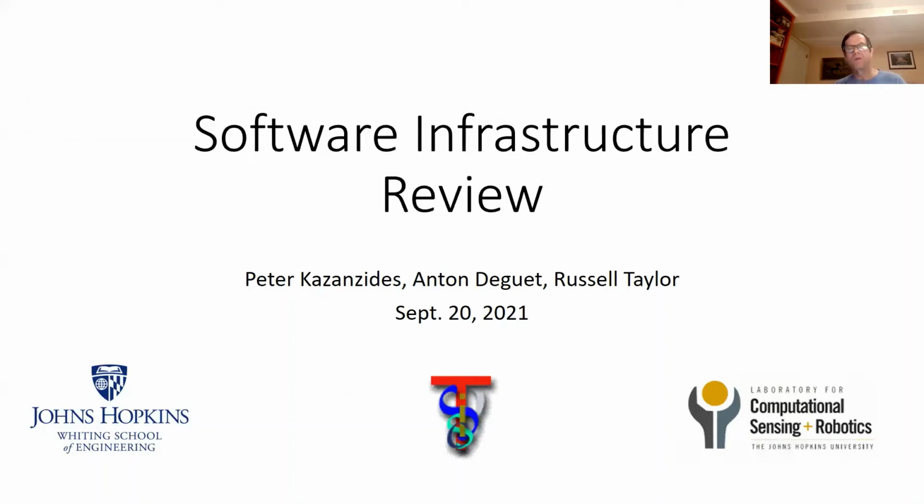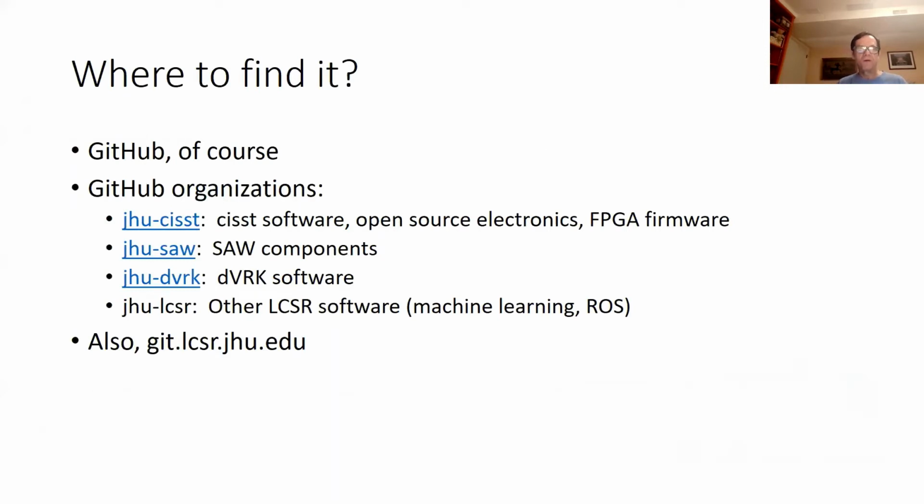So we're just going to review the software infrastructure that we've developed at Hopkins that is used in the dVRK, but it's also really a broader scope than just the dVRK. So the first question is where do you find it? And so nowadays, of course, it's on GitHub, and we've organized it through different GitHub organizations.